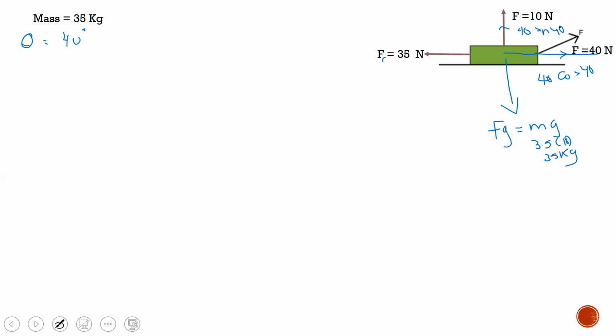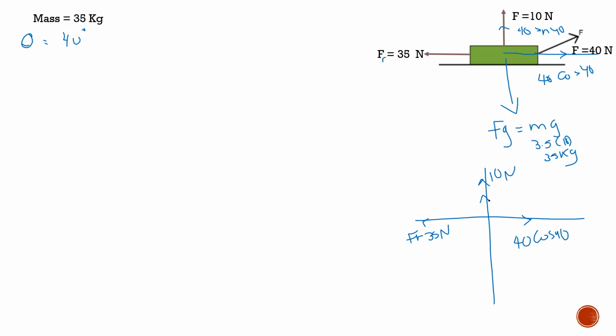So after that, let's draw now the free body diagram. I have here 40 cosine 40. Here I have F friction, which is 35 Newton. Here I have 10 Newton. Here I have 40 sine 40. And here I have 35. So now I wrote all the forces that affect this block, and I present them in a free body diagram.